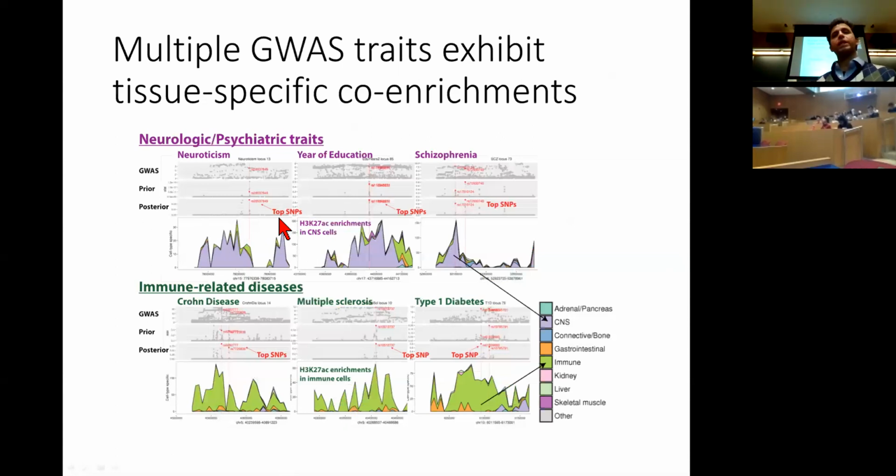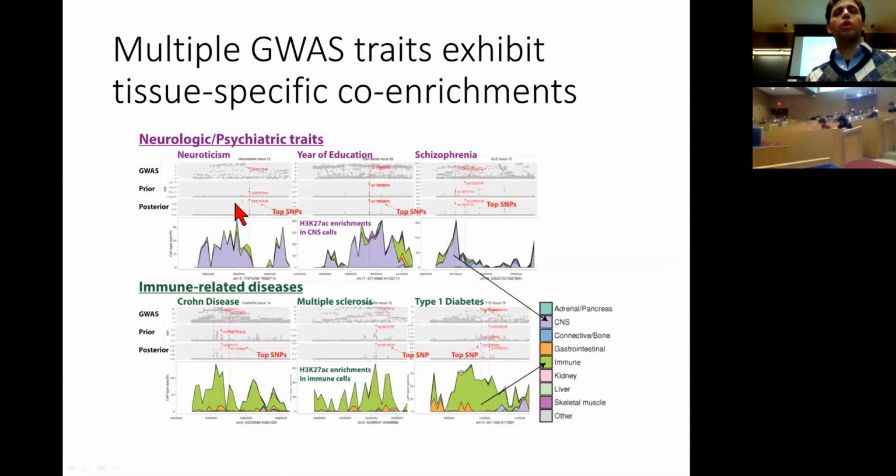And we previously did that one trait at a time. We basically said, hey, what is the association of all schizophrenia-associated SNPs with different H3K27 acetylation peaks? And we found that, for example, the central nervous system was capturing a lot of that. But you can also do that by combining multiple traits simultaneously.